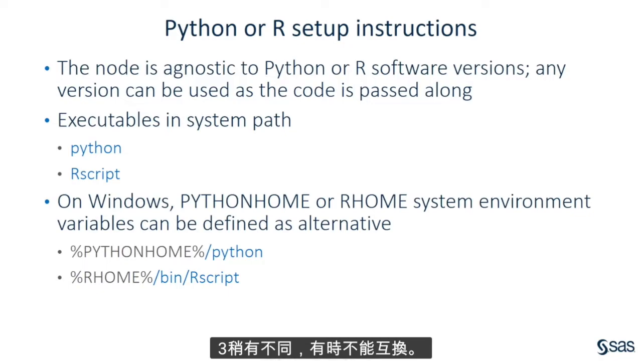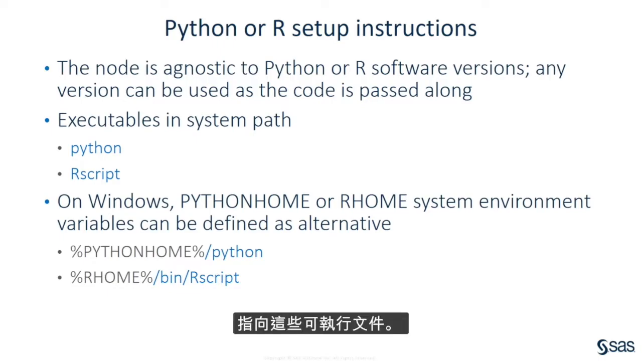I mention this because the syntax for Python 2 and Python 3 is slightly different and sometimes not interchangeable. To make the node accessible to all users, Python and R should be installed with administrator privileges, and the directories where the executables Python and R script reside should be placed in the system path. On Windows, the system environment variables Python home and R home can be defined as an alternative to point to these executables.